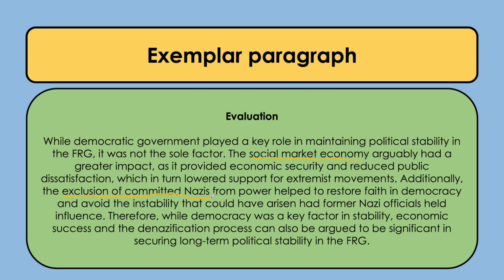So we're starting with our factor that says, yeah, it was democratic government, and then we're going to explore the social market economy, and then we're going to explore the exclusion of committed Nazis. But what I'm doing here is I'm showcasing that I have considered both sides of the argument to say that yes, democratic government can be attributed as being the main cause for political stability in the FRG, and that's what I've explained in my evidence. And in my evaluation, I'm showcasing how I've actually considered the other side of the argument and considered that perhaps other factors can also be considered to be important in the creation of political stability within the FRG itself.